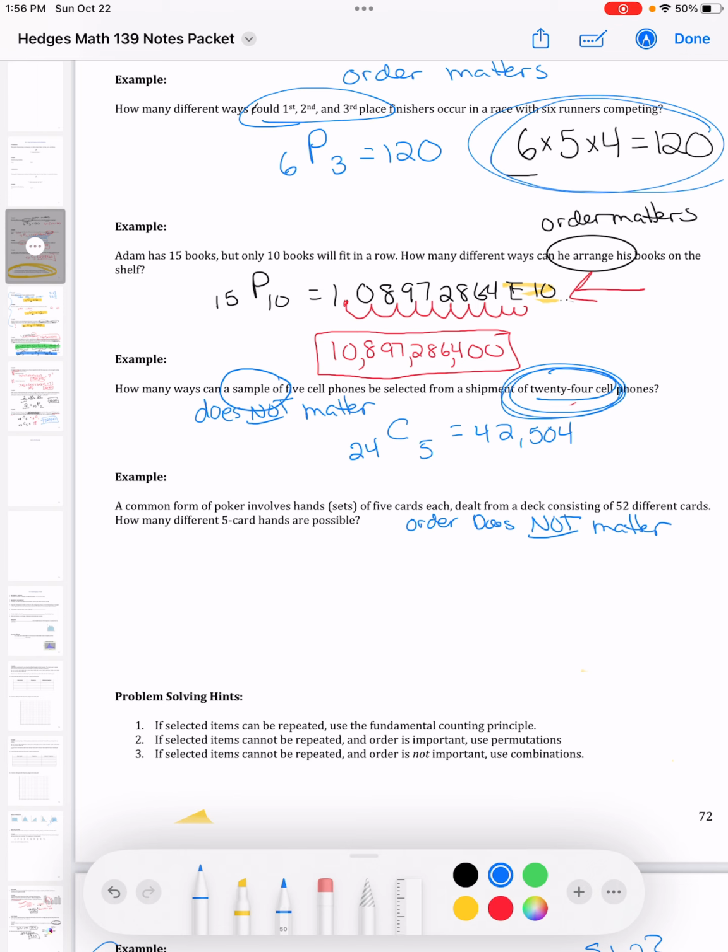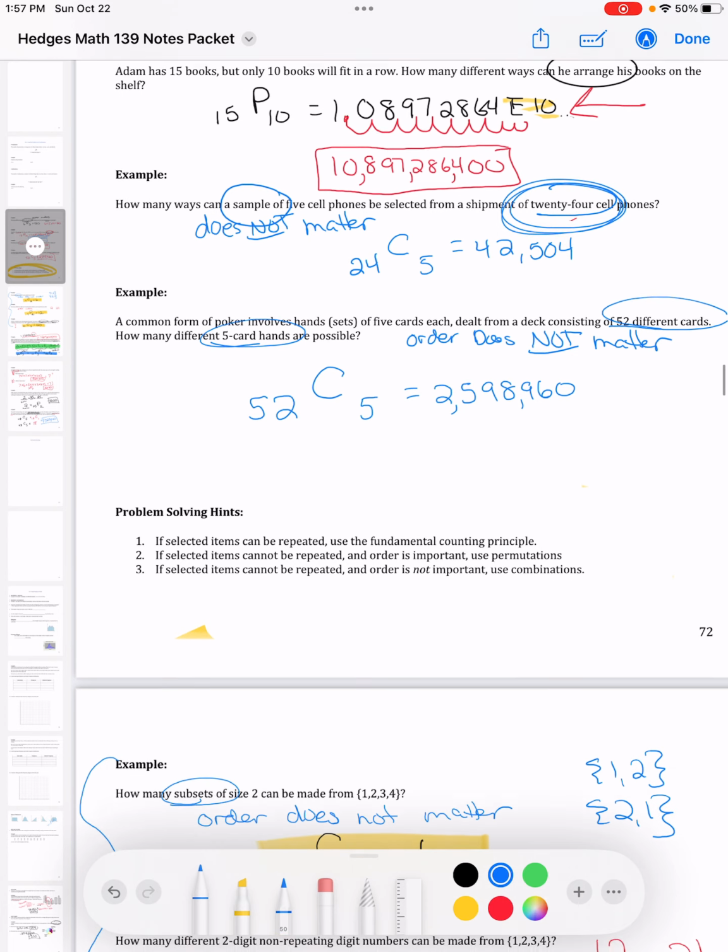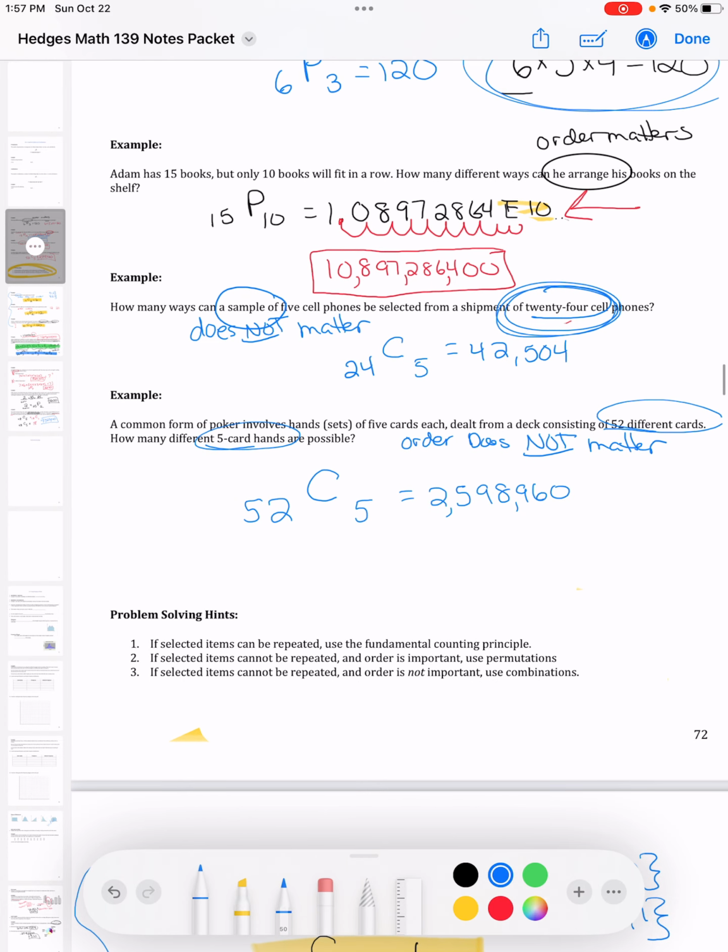All right, so there are 52 cards in a deck, and we are going to choose 5 of them. So there are 52 cards right there, and we're picking 5. So I would do 52 combination 5, which is 2,598,960. We're going to practice some more of these on the next page.